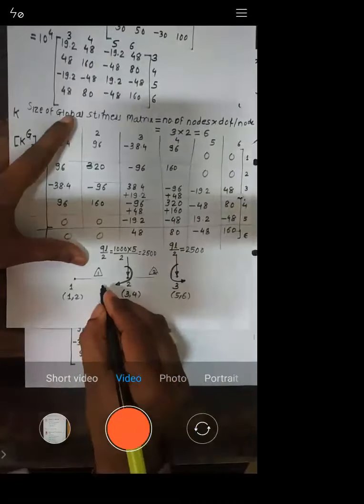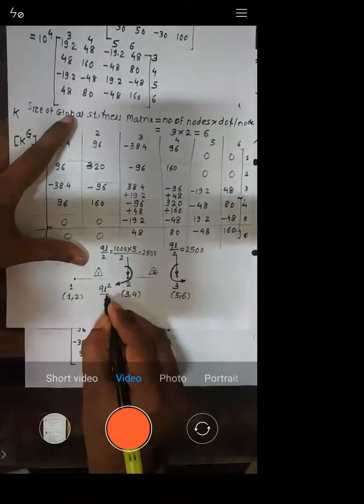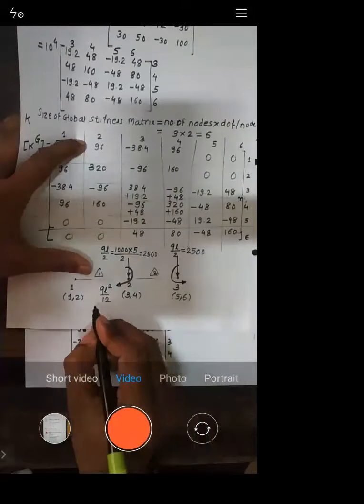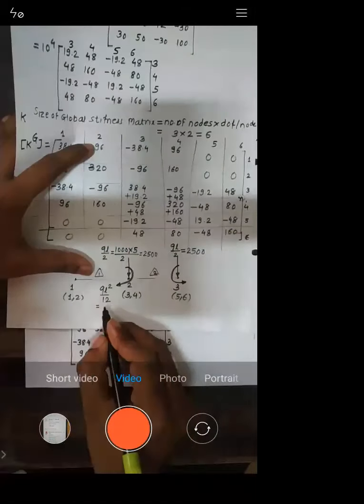So it is given by QL square by 12. Try to understand what is the magnitude. It's QL square by 12. So let's calculate it. Okay, Q, what is Q?